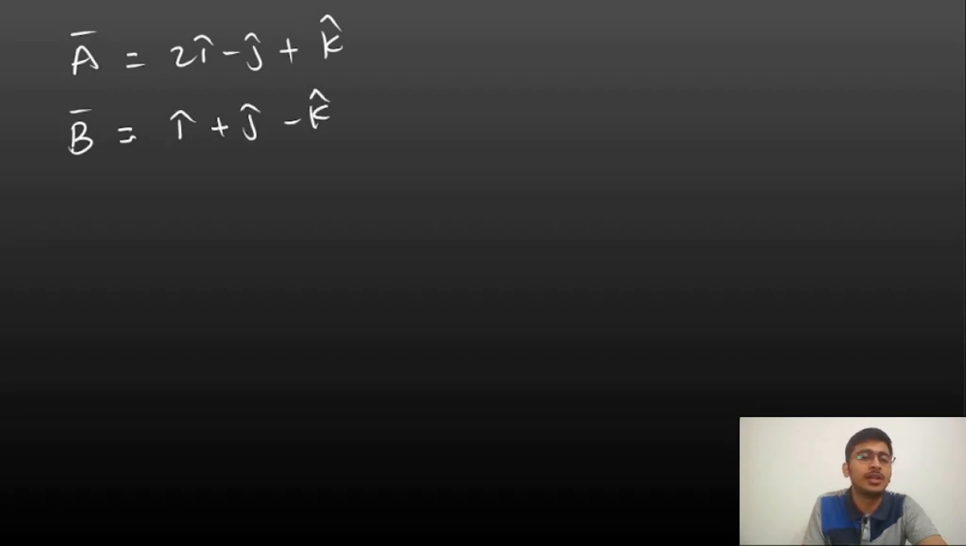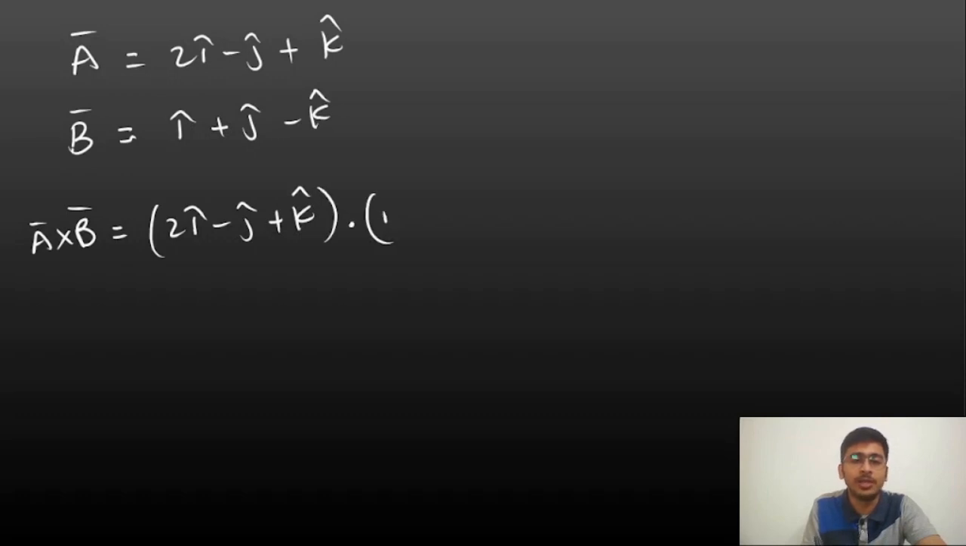Let's say I have a vector A, which is 2i cap minus j cap plus k cap. I have another vector B, which is i cap plus j cap minus k cap. These are my two vectors. If I have to multiply them, I'll simply use A cross B. So I'll have 2i cap minus j cap plus k cap, then I'll multiply it with i cap plus j cap minus k cap.